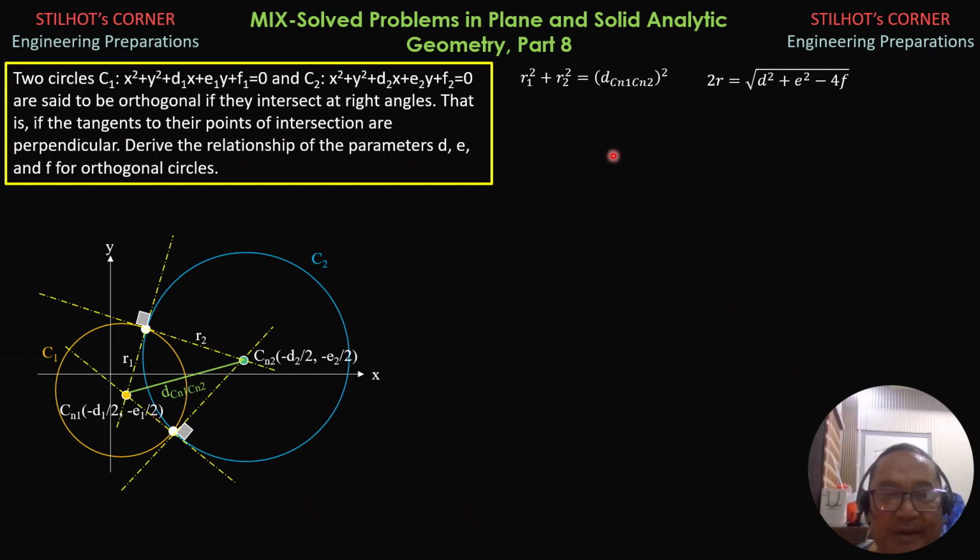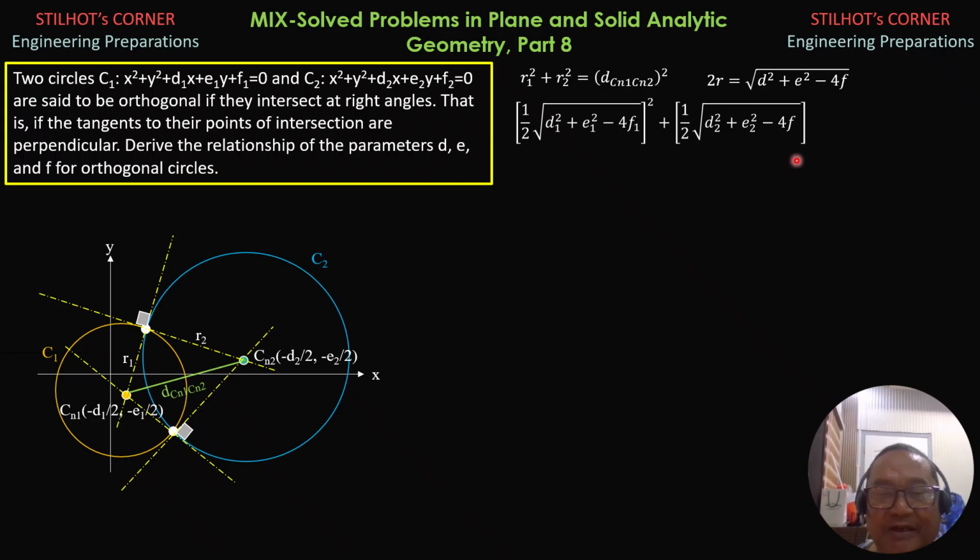Distance formula, distance between 2 points. So substitute 1/2 of the square root of d sub 1 squared plus e sub 1 squared minus 4 f1, quantity squared, plus 1/2 of the square root of d sub 2 squared plus e sub 2 squared minus 4 times f sub 2, quantity squared, is equal to negative d sub 2 over 2 minus negative d sub 1 over 2, quantity squared, plus negative e sub 2 over 2 minus negative e sub 1 over 2, quantity squared. So this is 1/4.